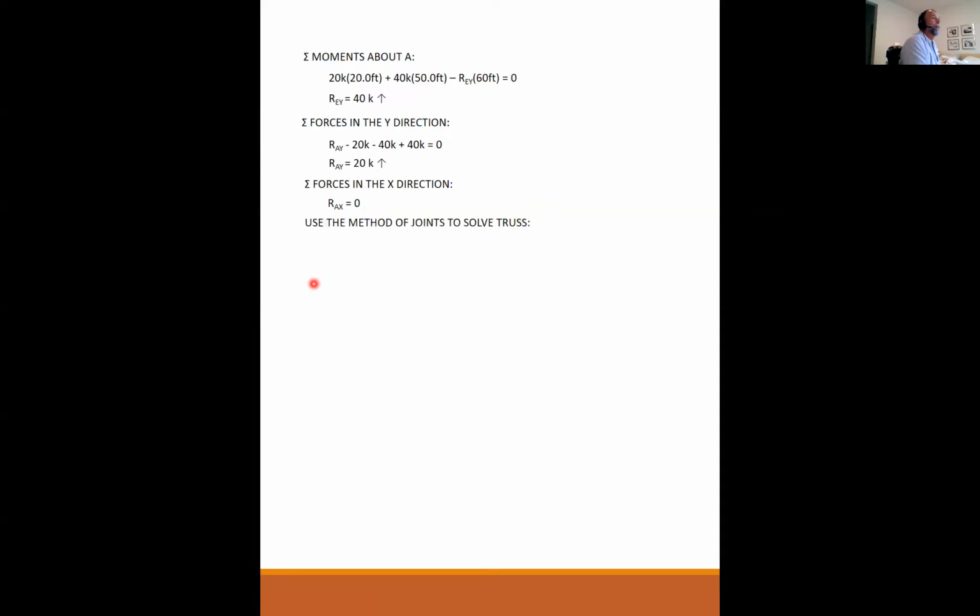Okay, so now I have all of my reactions. Now what we're going to do is use the method of joints to solve this truss. Just a quick survey. You have all done the method of joints in your statics class, you've all had method of joints to solve a truss?